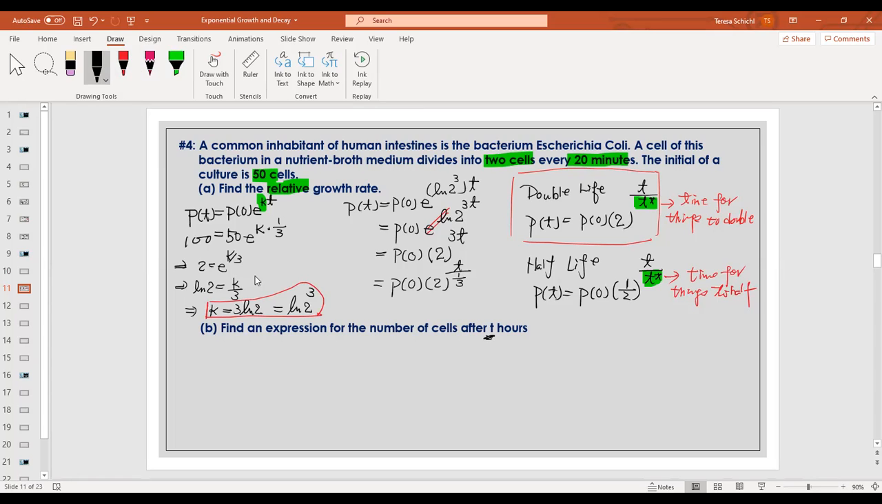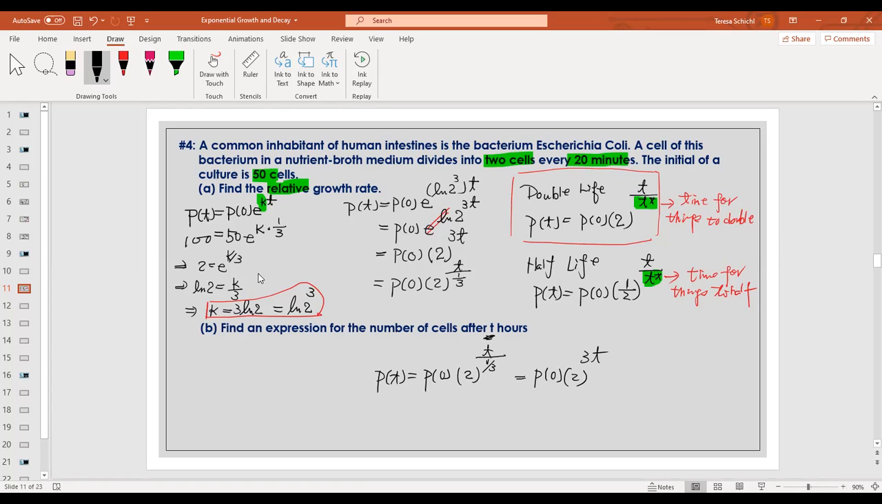That's just what we derived here. So this is P(t) equal to P0 times 2, and then you can put t over t star. So t star is 1/3. That's how you get P0 times 2 to the 3t.